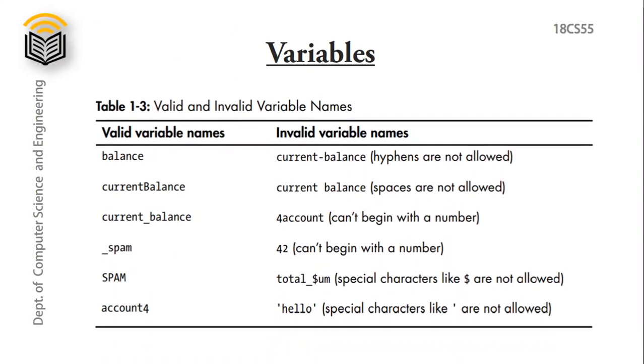Here are some examples of valid variable names and invalid variable names. Pause the video and observe the variable names. If we use a hyphen, space, number at the beginning, or special character, then those variable names are invalid.